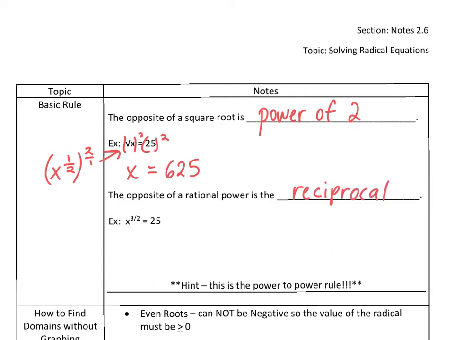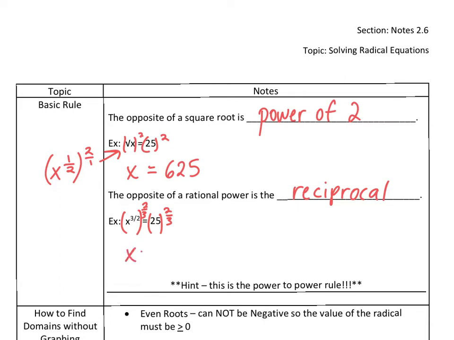Okay? So looking at this next example, how would I get rid of that x to the 3/2? What should I do there? Reciprocal. 2/3. So I would do that on the right as well. So 3/2 times 2/3, can we all agree that is 1?